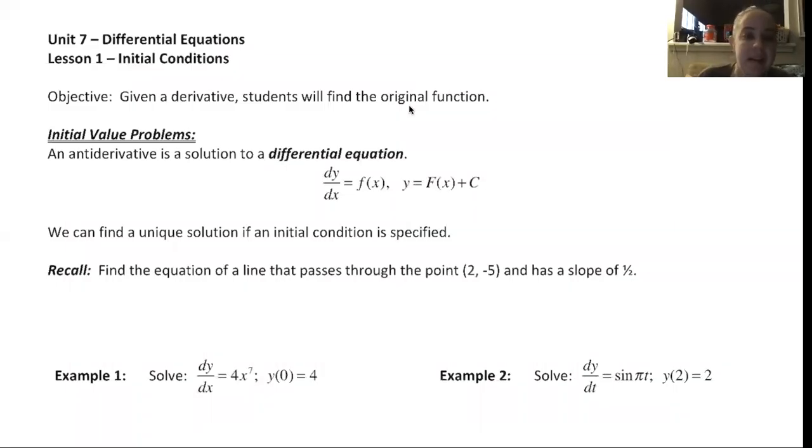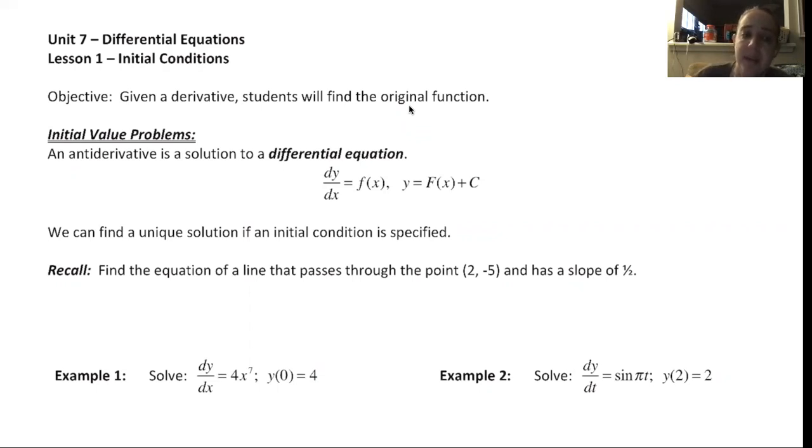Good morning. Today we begin Unit 7, Differential Equations. We are looking at initial conditions, which means that starting value. So given a derivative, students will find the original function. We've already touched on some of this a little bit, so we're just going to expand on that idea.